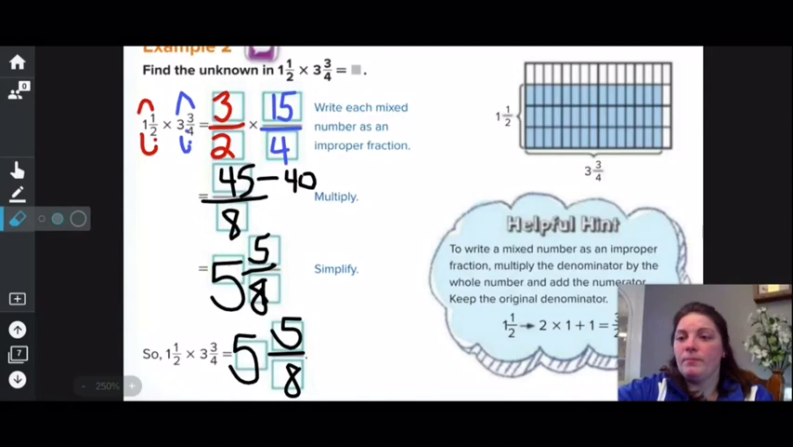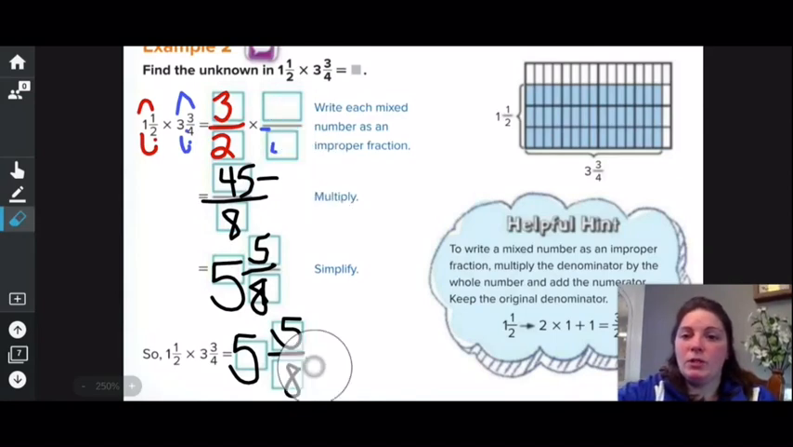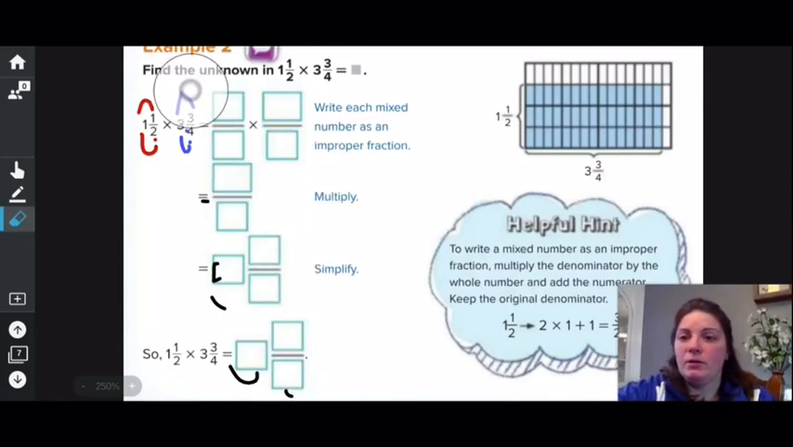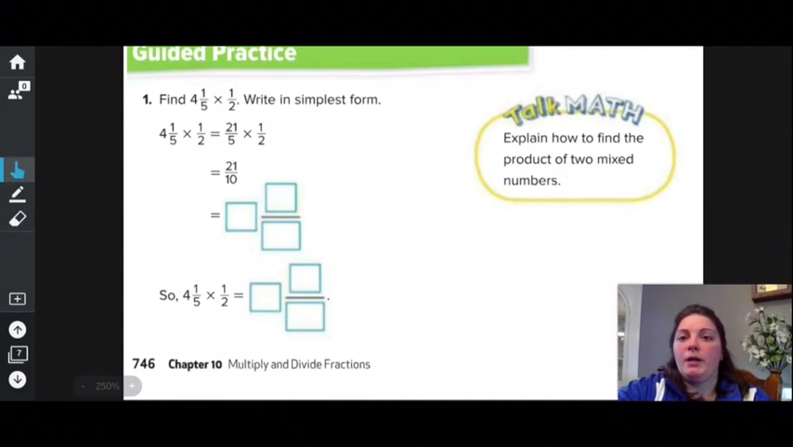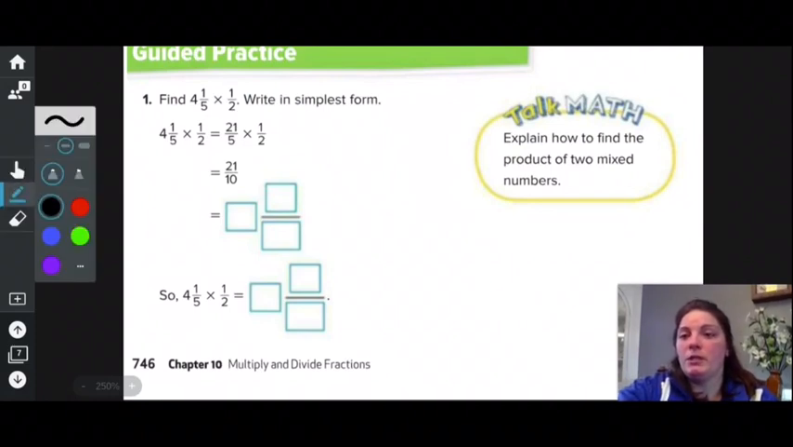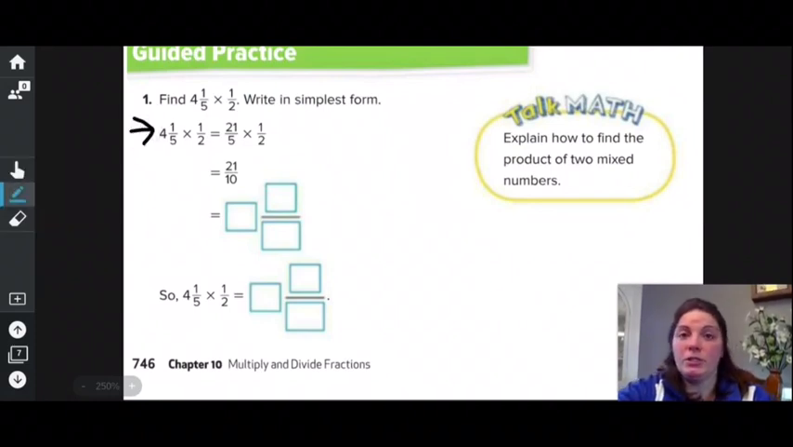All right, almost done. Let's take a look at the guided practice at the bottom. Find 4 1/5 times 1/2. Of course, we always write it in simplest form. They've done some of the work for you. Really, all you're doing is simplifying your answer. So pause the video, take a moment, look at the steps that they did right here, understand them if you can, and then get your answer in simplest form. Hit play when you're ready.